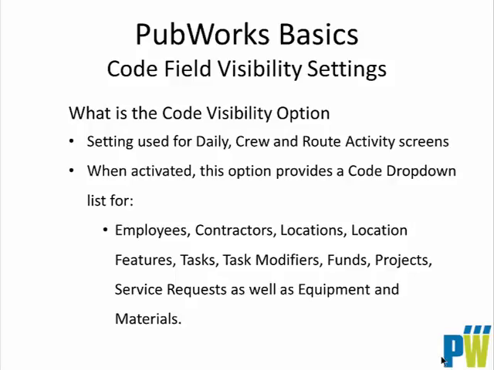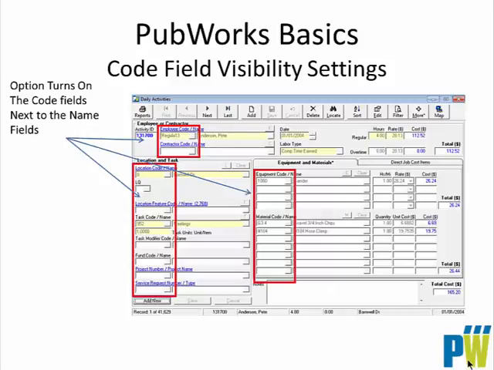When this option is activated, it provides a drop-down list that has the codes in it, very similar to what the names are. And it basically covers everything in the activity screens: employees, contractors, tasks, service requests, as well as your equipment and your materials. So let's take a look here.